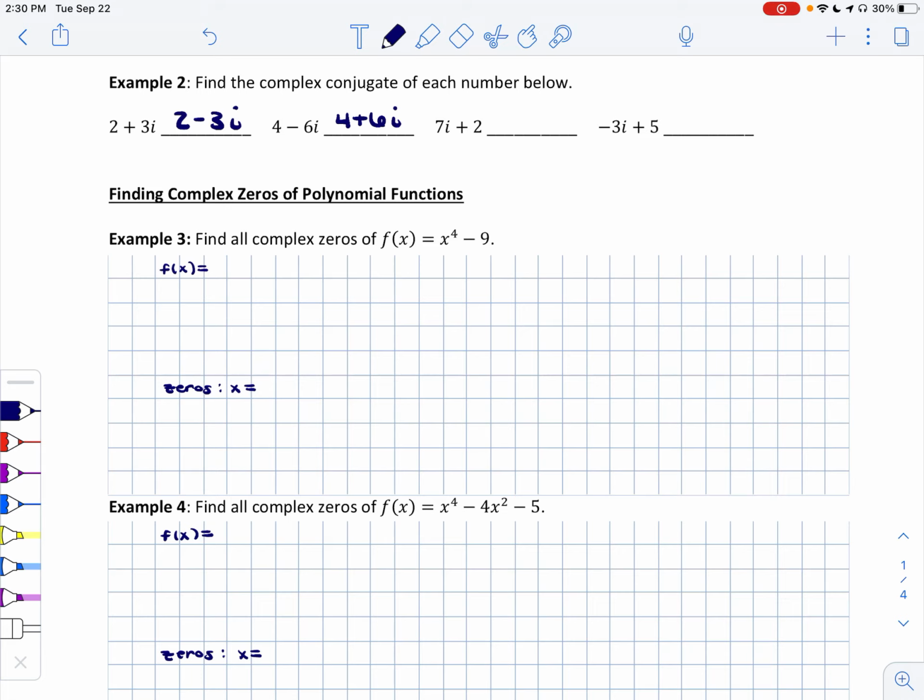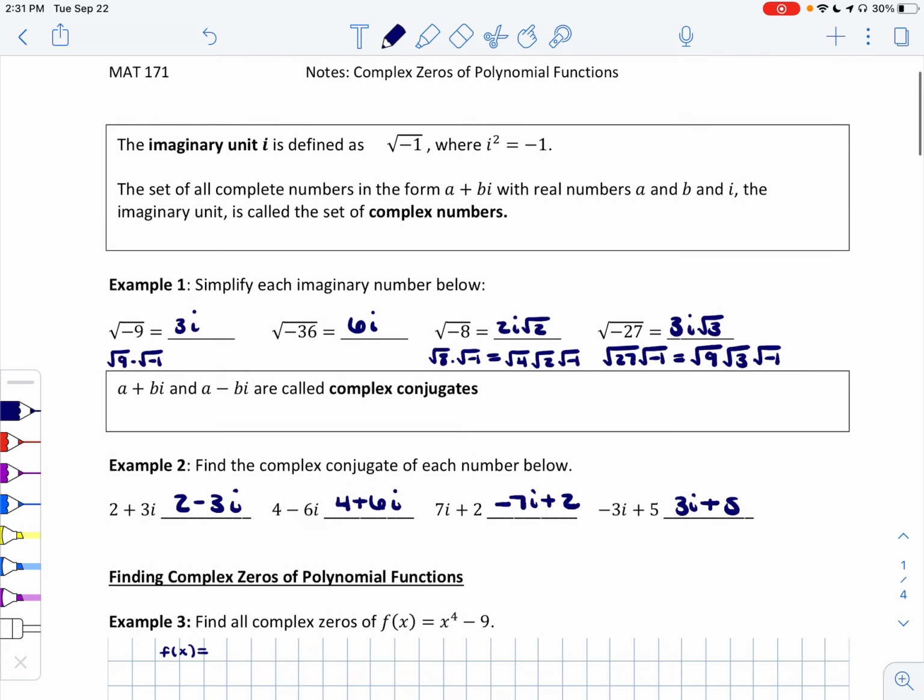Now be careful with this next one. We have 7i plus 2. The complex conjugate changes the sign in front of the imaginary term, so our complex conjugate would be negative 7i plus 2. And similarly with this last one, negative 3i plus 5, our complex conjugate would be a positive 3i plus 5. That's basically all you need to know about imaginary numbers and complex numbers.